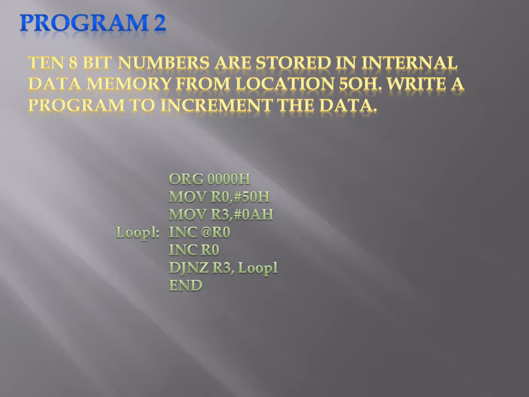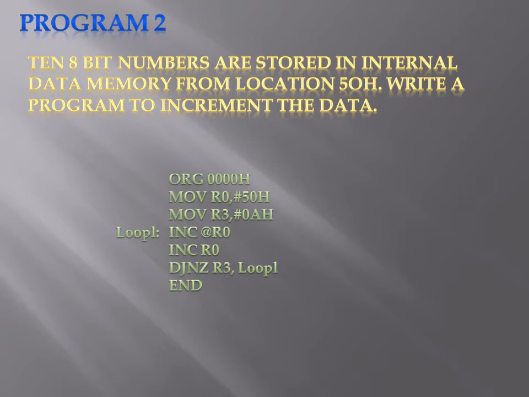Then we give the jump DJNZ R3, loop 1. It will do that up to non-zero R3, until the R3 contents are not zero, the system will move the control to loop 1. So what it will do is increment the memory, then increase the R0 contents to point to the next memory location, and again it goes into the loop.